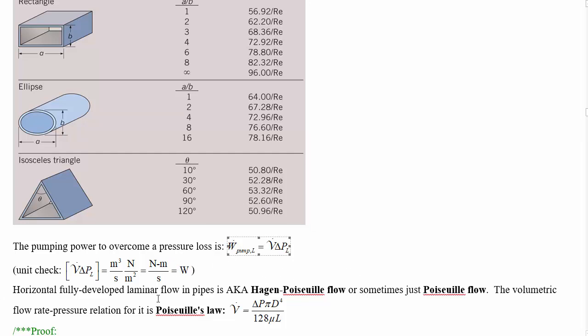Horizontal fully developed laminar flow in pipes is also known as Hagen-Poiseuille flow, or sometimes just Poiseuille flow. The volumetric flow rate pressure relation for it is Poiseuille's law, which is the volumetric flow rate equals delta P pi d to the 4 divided by 128 mu L.